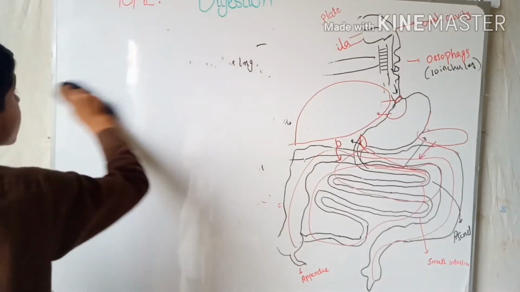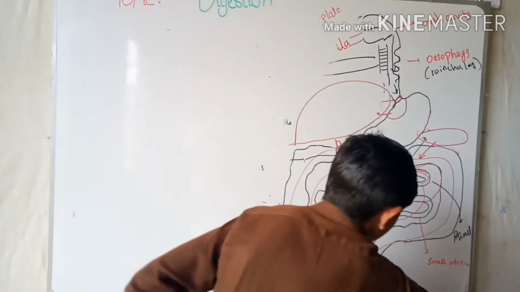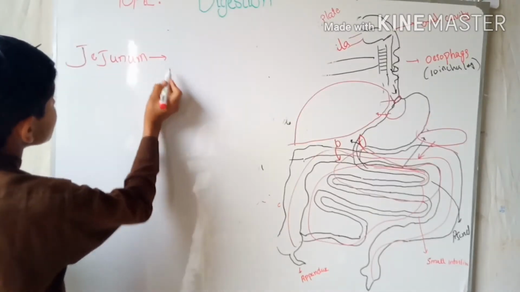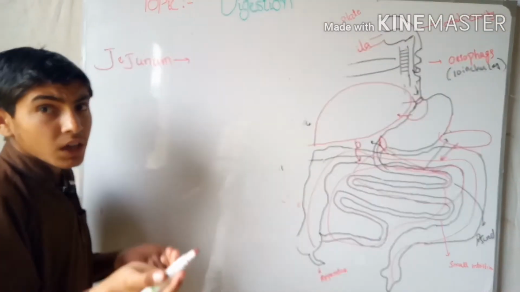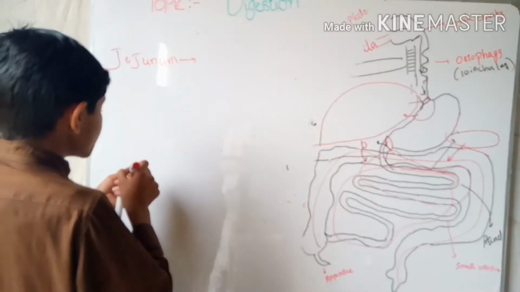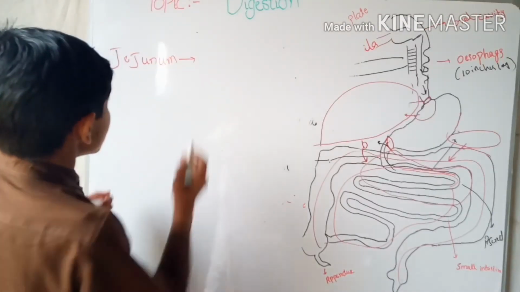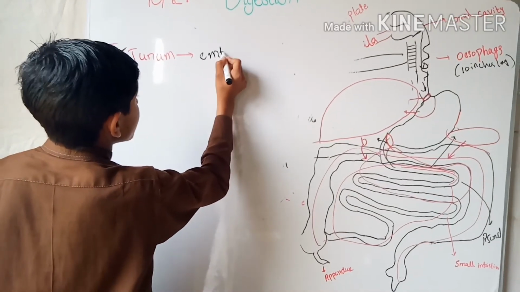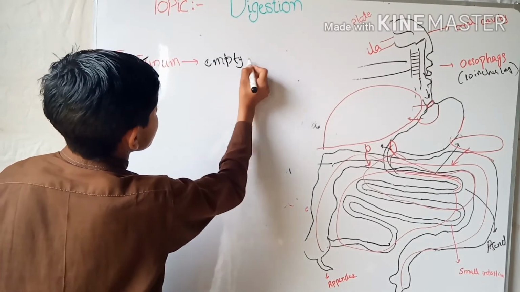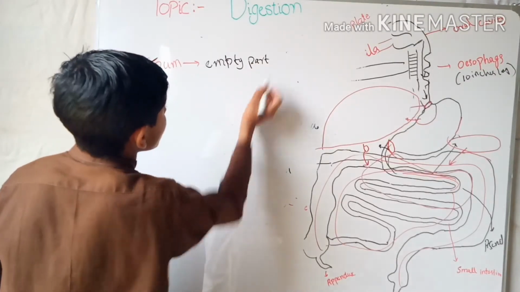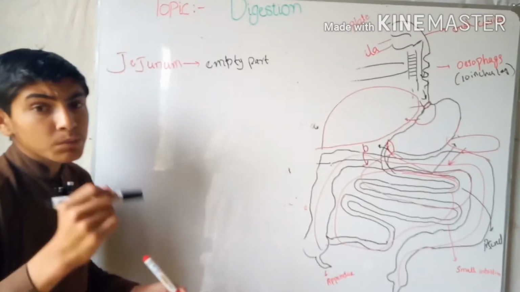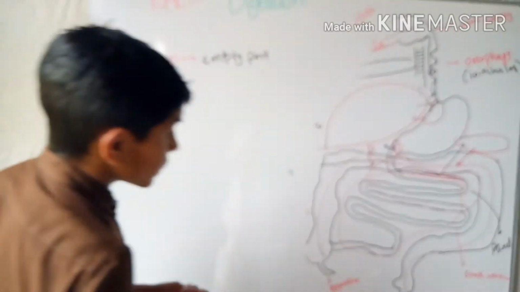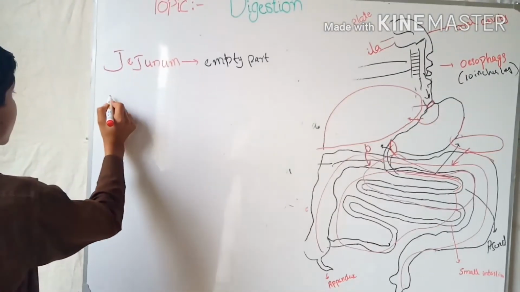So the next part is the jejunum. Jejunum actually means the empty part. Okay, so the jejunum is not mainly involved in function of the empty part. So this is the site of completion of chemical breakdown of food in the small intestine. Okay, next is the ileum.